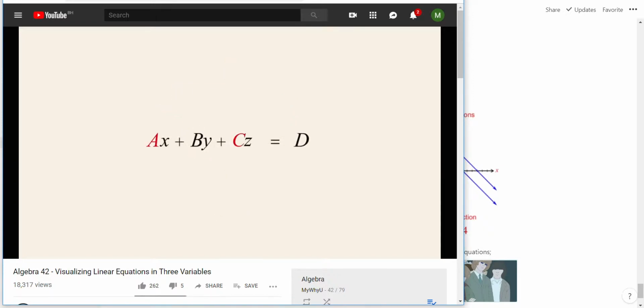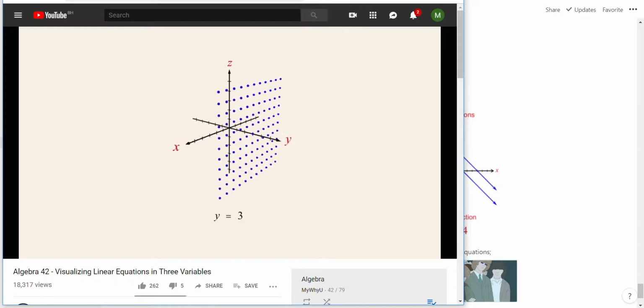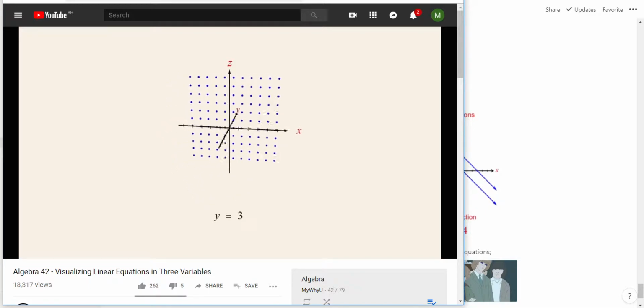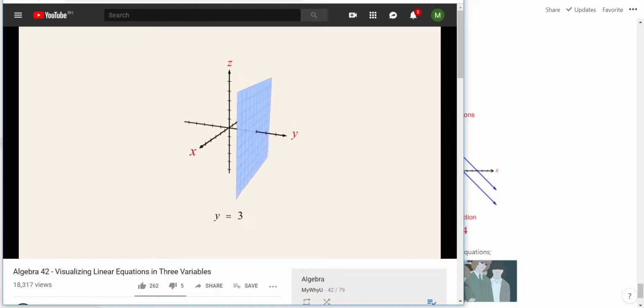If we set a and c to 0 and b to 1, all variables but y are eliminated from the equation. And setting d to 3, we get the equation y equals 3. Now, since x and z are free to take on any value, the graph of this equation consists of every point whose y-coordinate is 3. The graph of this equation is therefore a vertical plane, 3 units to the right of the origin.